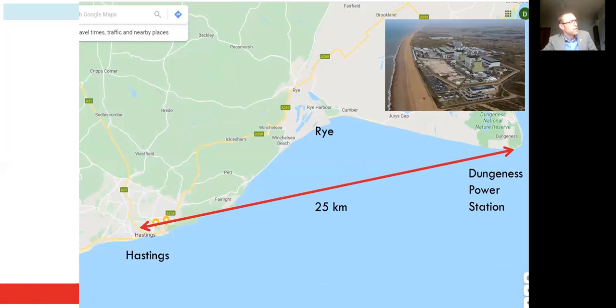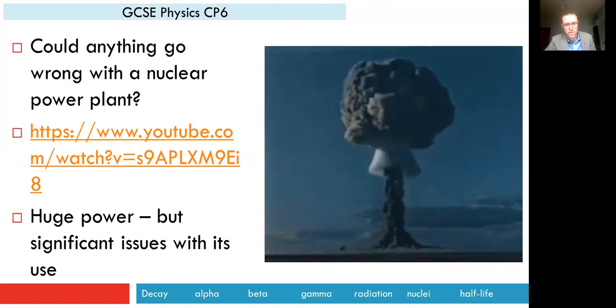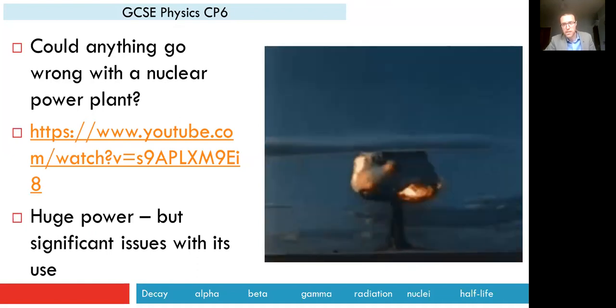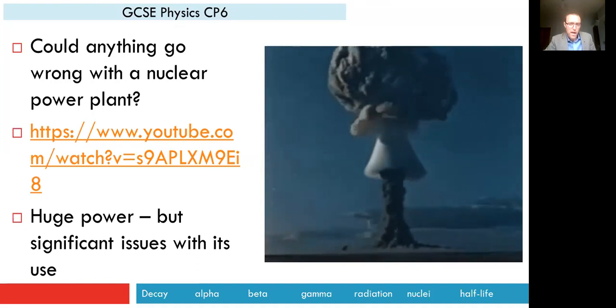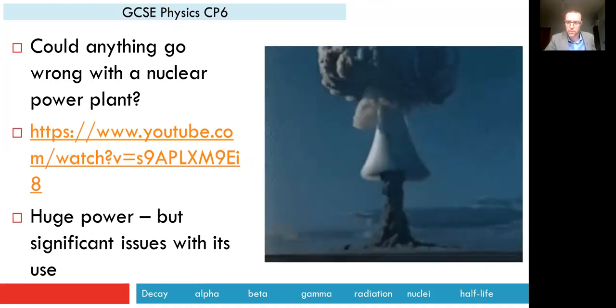So if nuclear power can provide all of this huge amount of power, why don't we get all of our power from nuclear energy? It doesn't create carbon dioxide emissions like a fossil fuel power plant does. So why don't we use it more frequently? There are some quite significant issues with nuclear power. When it goes wrong, and this is a GIF of a nuclear explosion, but I think it's a good illustration, when nuclear power plants go wrong, they go very, very wrong, okay?